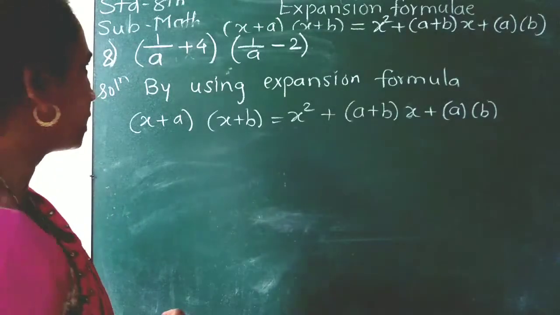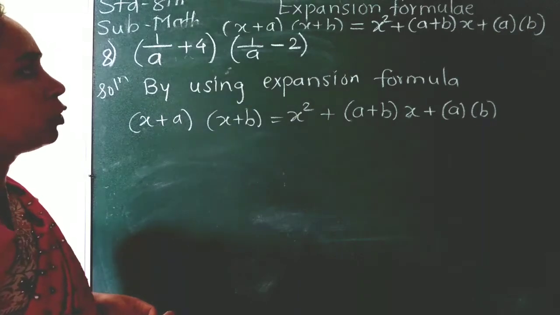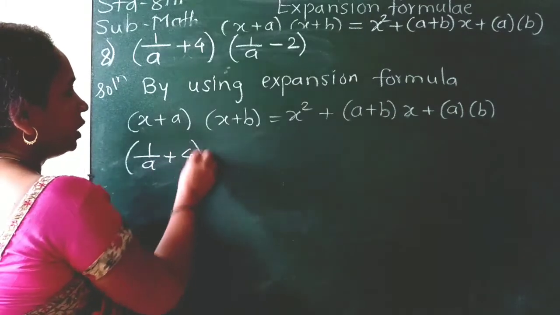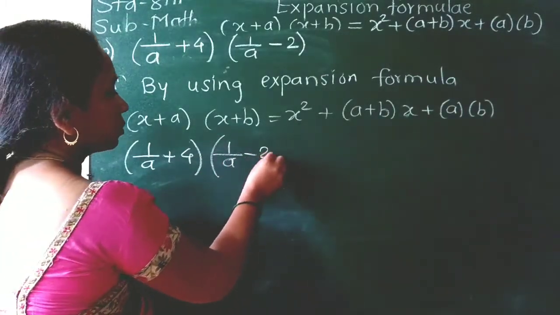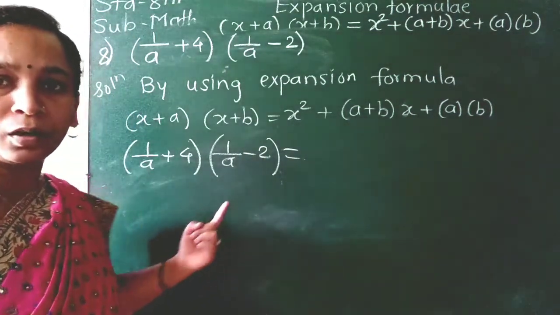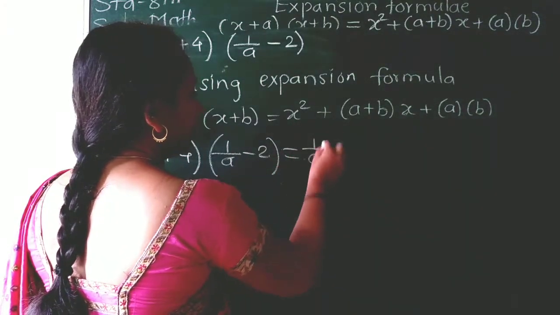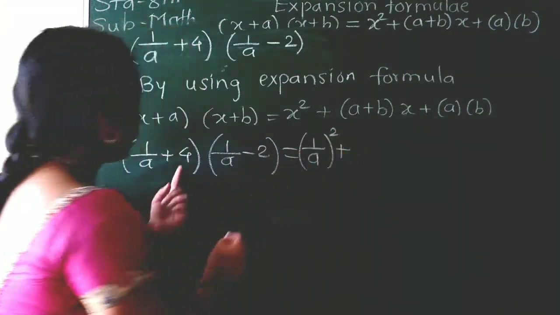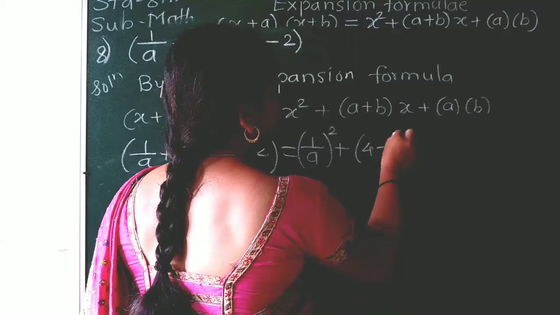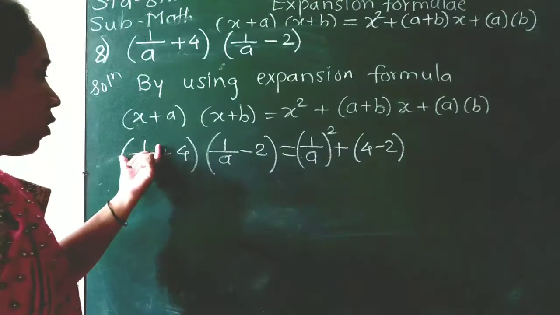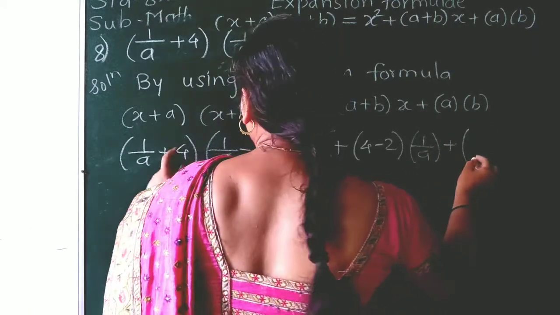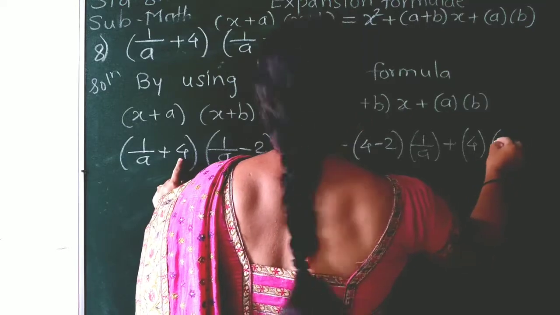Eighth example, in this example 1 upon a plus 4 into 1 upon a minus 2. I'll write here 1 upon a plus 4 into 1 upon a minus 2. So here the common term x is 1 upon a. So I'll write here 1 upon a bracket square plus, here a's value is nothing but 4, b's value would be minus 2. So 4 minus 2 into x, the common term, so it is 1 upon a, plus a into b. A's value is 4 here and b's value is minus 2.